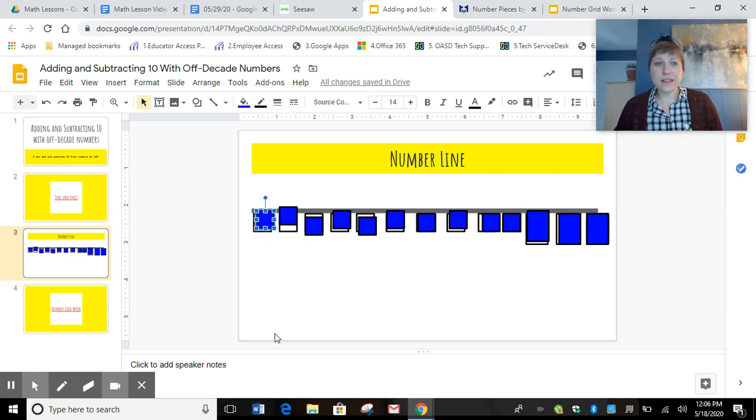Nice work, friends. Remember, when you're adding or subtracting tens from a number, the digit in the ones place is going to stay the same the whole time. In this case, we had 2 in that ones place, no matter what number we were working with.